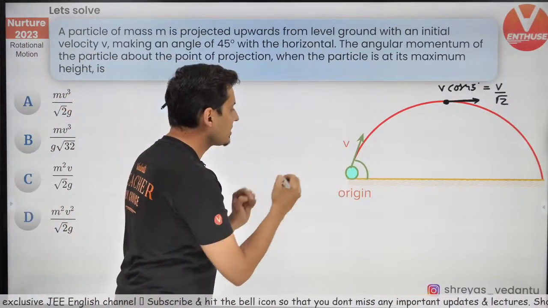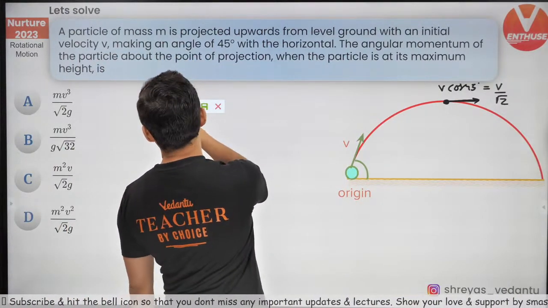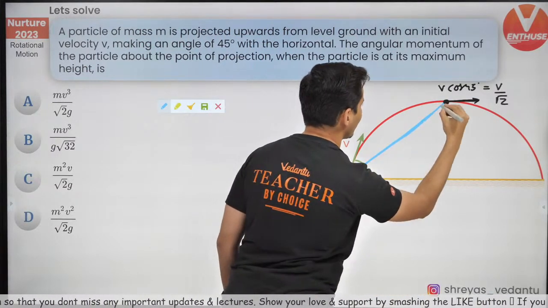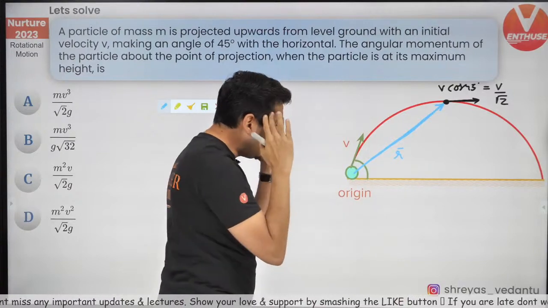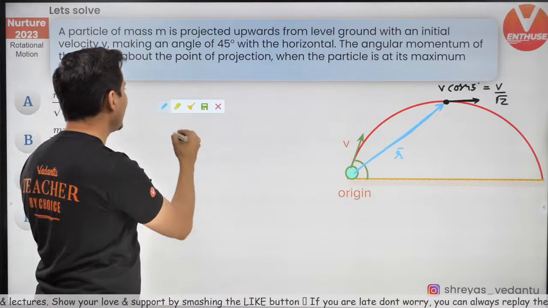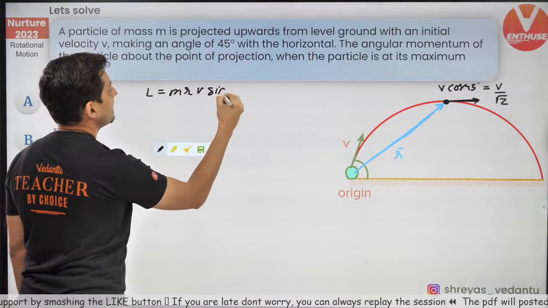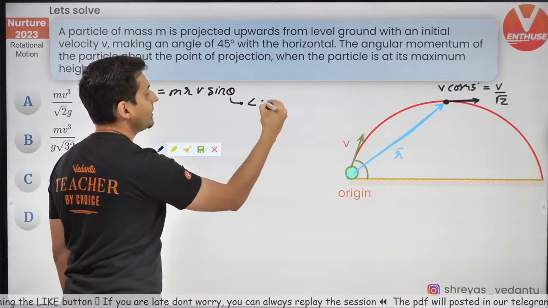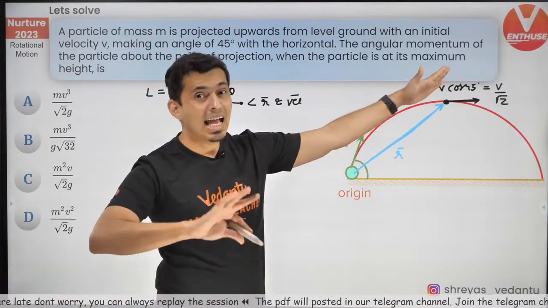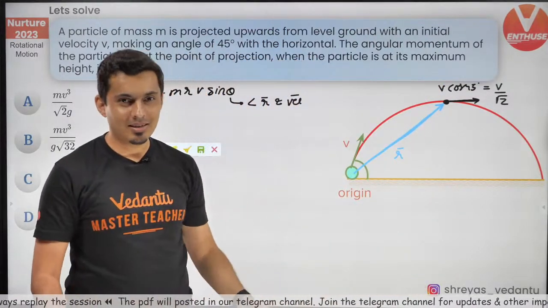Great. About this point, I will draw the vector r, and let me show it in blue. Look at this colorful diagram. This is the r vector. Now, what is the angle between r and velocity? Because for angular momentum calculations, I need m r v sine theta, where theta is the angle between the r vector and the velocity vector. Now that angle is not 45. You would have to do a lot of circles to find that out.